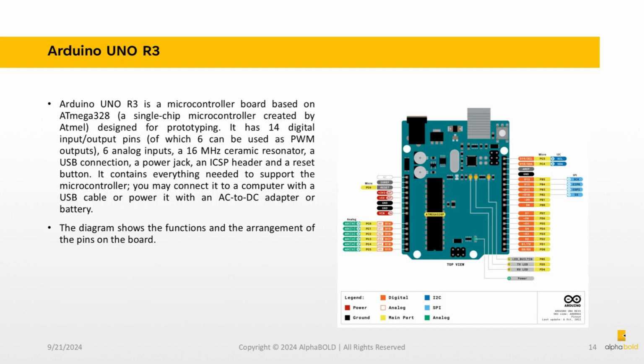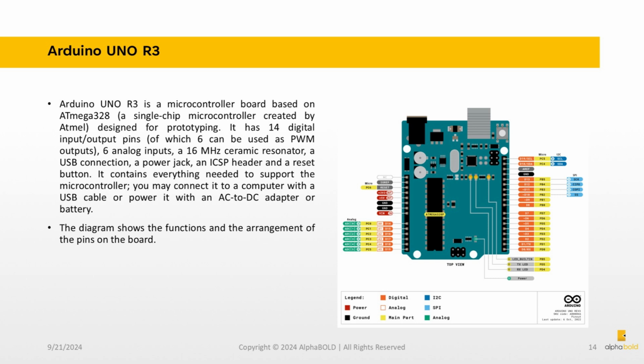Arduino Uno R3 is a microcontroller board based on ATmega328, a single-chip microcontroller created by Atmel, designed for prototyping. It has 14 digital input-output pins, of which 6 can be used as PWM outputs, 6 analog inputs, a 16 MHz ceramic resonator, a USB connection, a power jack, an ICSP header, and a reset button. It contains everything needed to support the microcontroller. You may connect it to a computer with a USB cable or power it with an AC to DC adapter or battery.